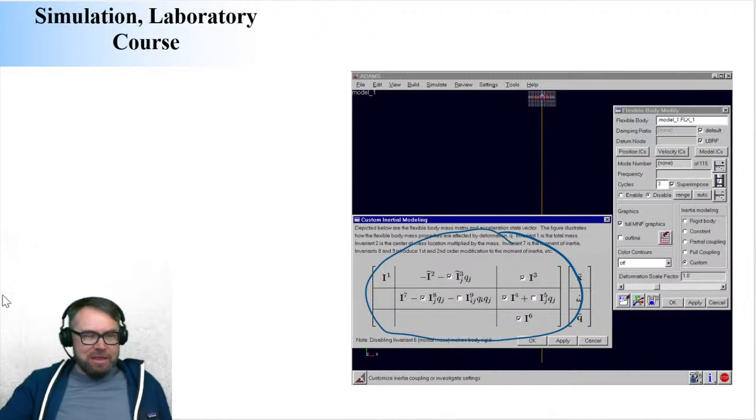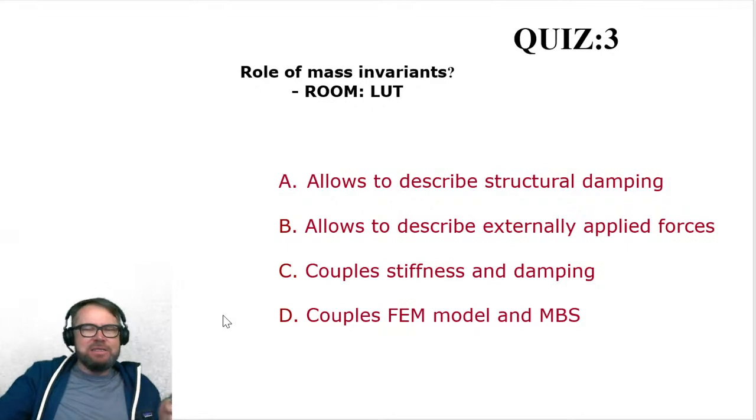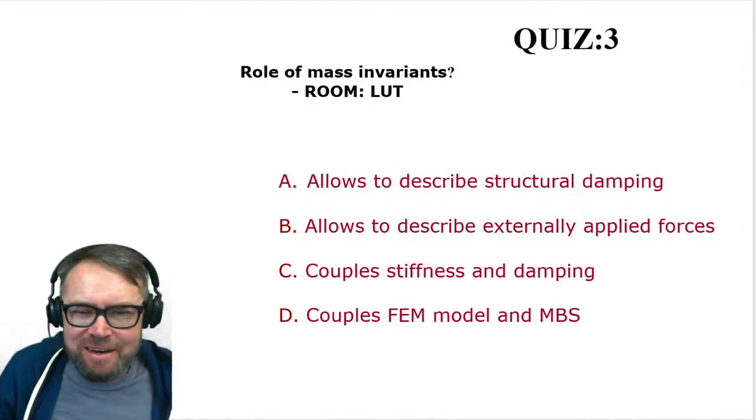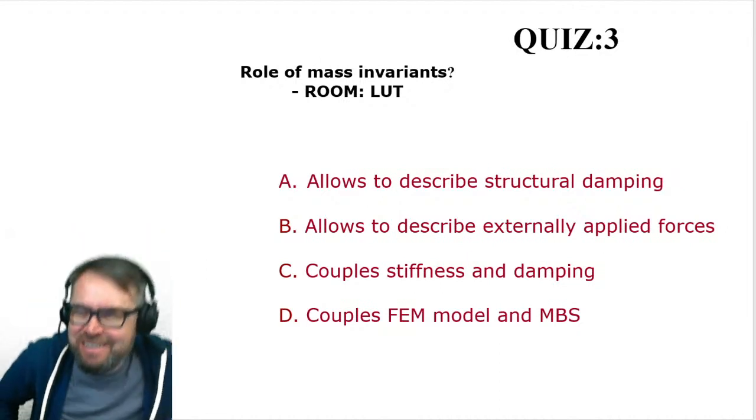Okay, so now here comes my third in-class quiz of the day. Role of mass invariance. I've been repeating this many times today. So the role of the mass invariance is that it allows to describe structural damping, allows to describe external applied forces, couples stiffness and damping, couples finite element model and multi-body system dynamics. Now, how is the success rate this time? I'm thinking yes, 100%. That's my thinking. Okay.